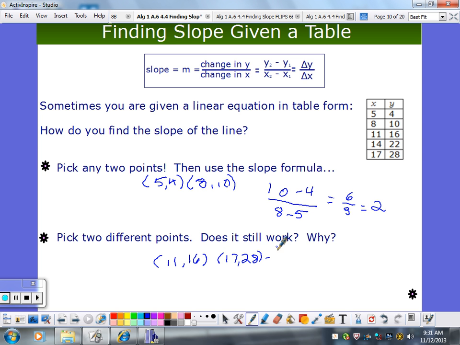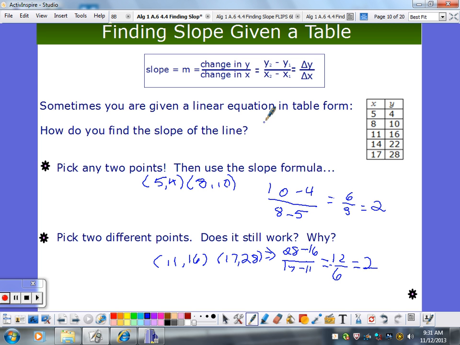All right, so let's see here. I have to do 28 minus 16, right? Change in y. And change in x, 17 minus 11. What's 28 minus 16? What's 17 minus 11? Which is? See? How cool is that? Now, if you didn't get the same thing, there's a mistake someplace.